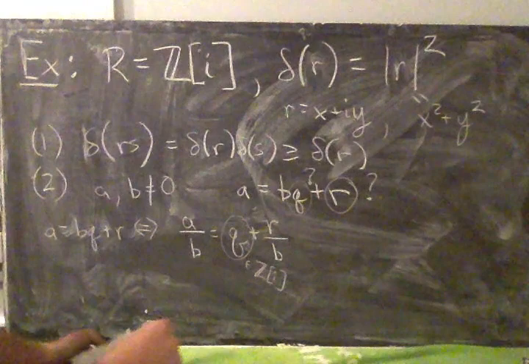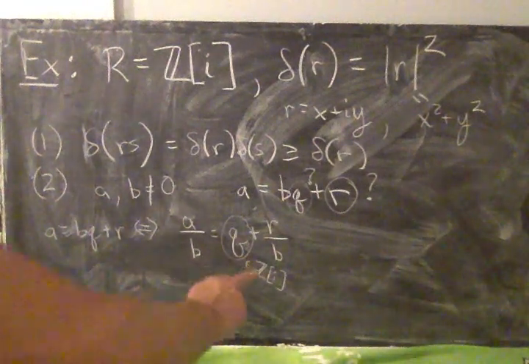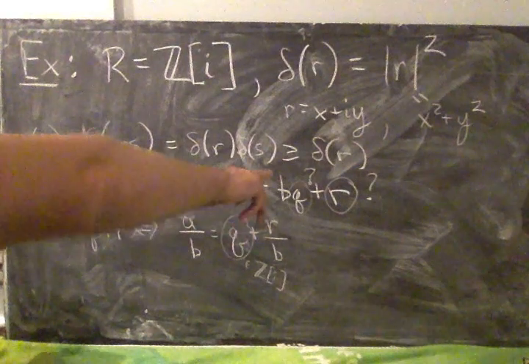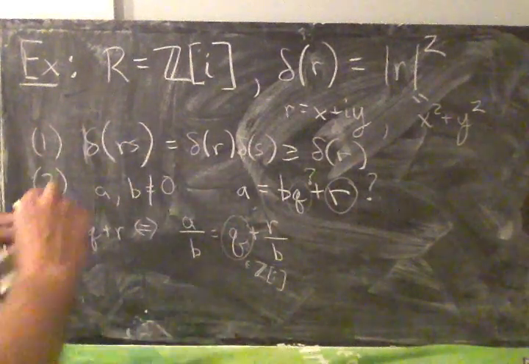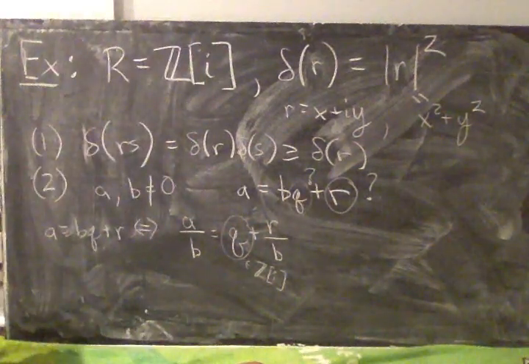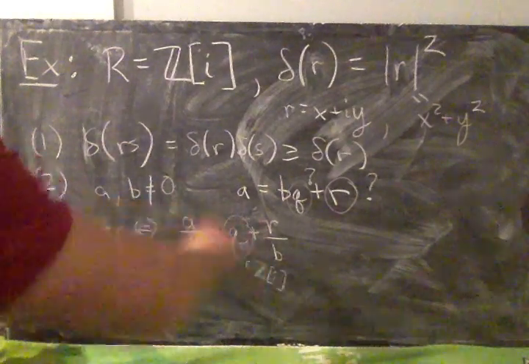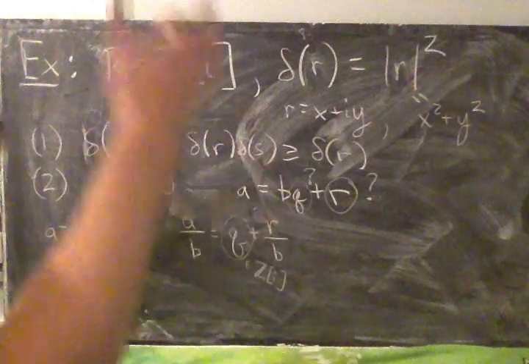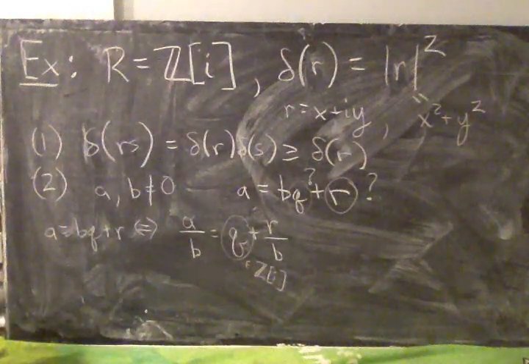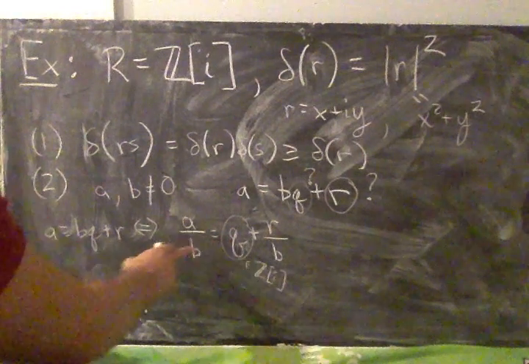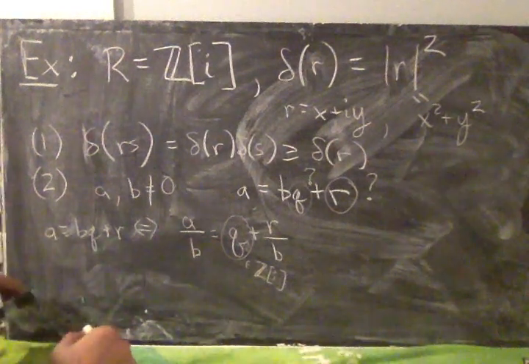So I want that to be a Gaussian integer. And what else do I want? I want R to be small relative to B. I want the norm squared of R, the distance that R is from the origin, to be smaller than the distance squared that B is from the origin. So their quotient, the norm squared of that, is going to have to be less than 1. So I want this to be small. So basically I want Q to be as close to A over B as I can get it.